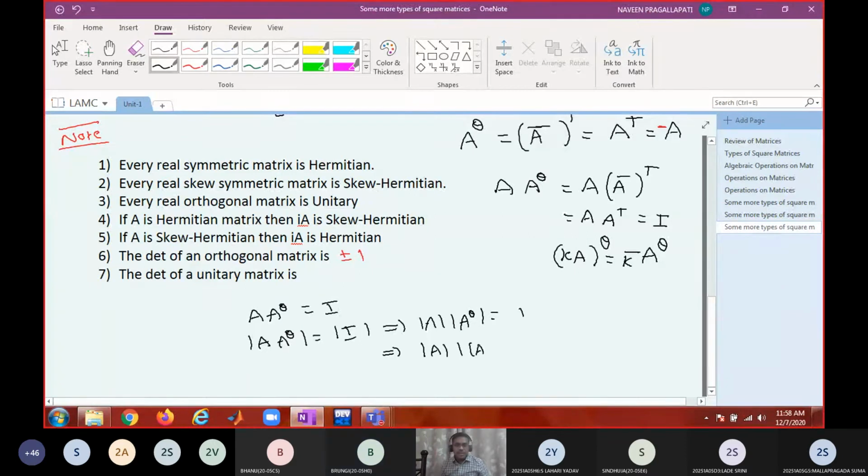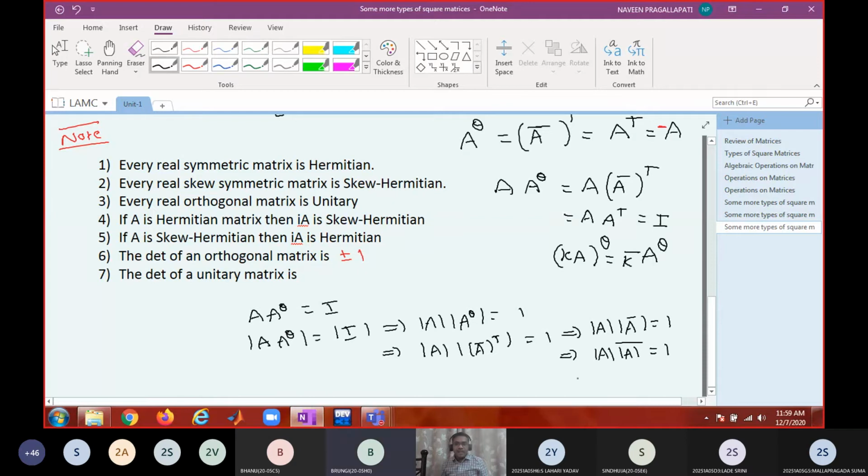A bar transpose determinant equal to 1. But you know det A equals det A transpose, therefore I can write it as mod A into mod A bar equal to 1, because the transpose determinant and A bar determinant are the same. But what is the determinant of A bar? Determinant of A bar is det A whole bar equal to 1. But what is det A whole bar?